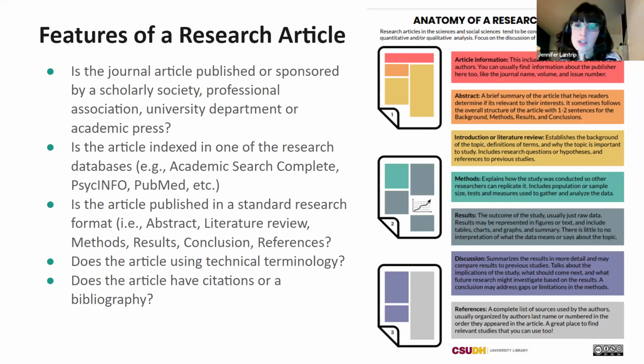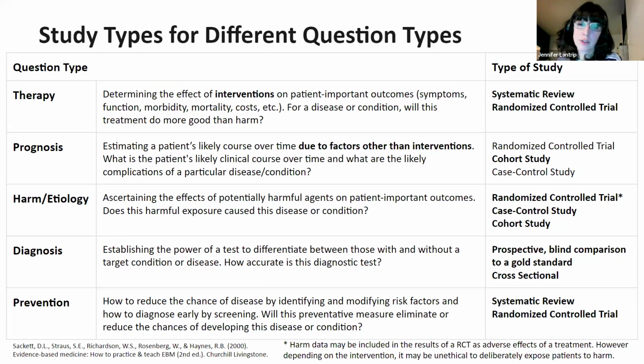If you see these sections, you can expect that it's a study. If you don't see these sections, you can expect that it's a review or another type of article. There are different types of clinical questions. For example, a therapy question asks about the effects of an intervention on certain patient outcomes. This type of question is best answered by a randomized controlled trial.